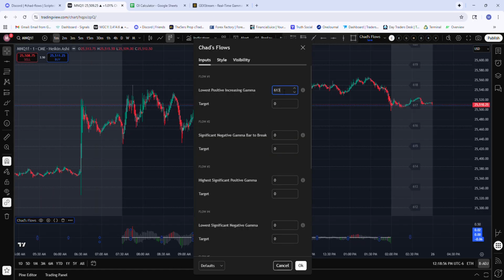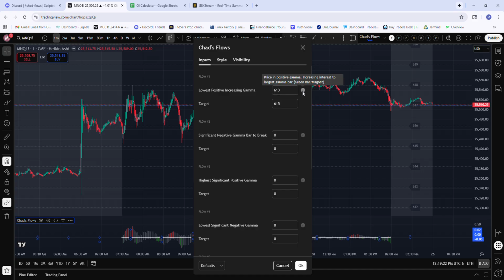So it would look something like this: 613, 615. And if by chance you're having a hard time remembering what the dang flow setups are, there's a little information icon right here that I've coded in, where it'll pop up exactly what brief description of that flow is.